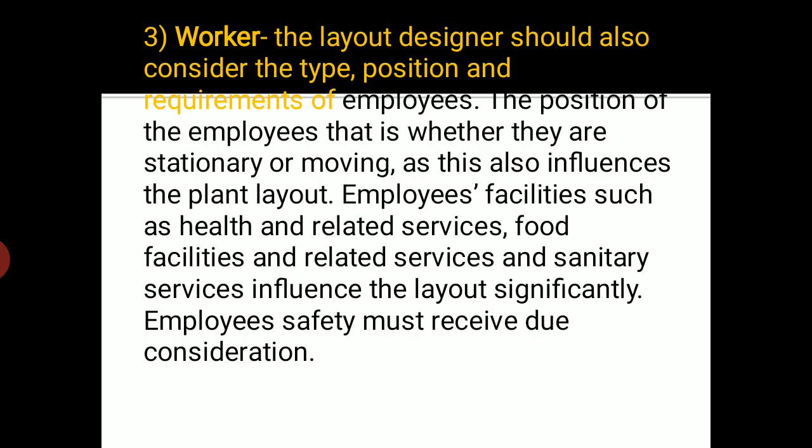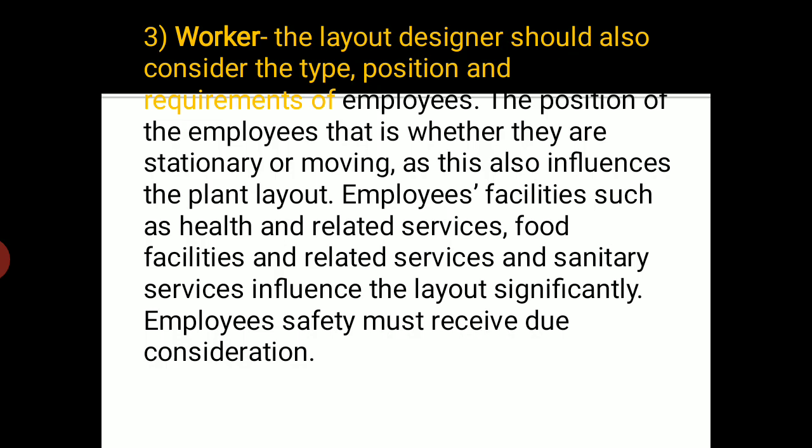Employee facilities such as health and related services, food facilities and related services, and sanitary services influence the layout significantly. Employee safety must also receive due consideration. Suppose at times heavy machines with blades or spikes are being used. If the employees are not given enough space in the layout, or you are not arranging them properly, they will not have the place to move around, and it may be hazardous for their health. Their safety may be at stake. So even employee safety should be considered.